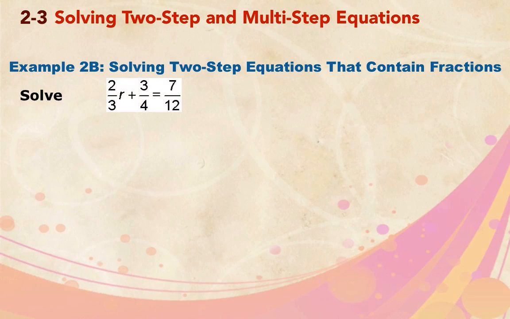Next one. Another one just like we just did. My variable term is already on my left, so I'm good here. That's a variable term. So I've got to get rid of my number term, which is this 3 over 4. Take it to the other side and make it a minus 3 over 4. Cross it out. It's not there anymore. So on my left side, I still have 2 over 3r.